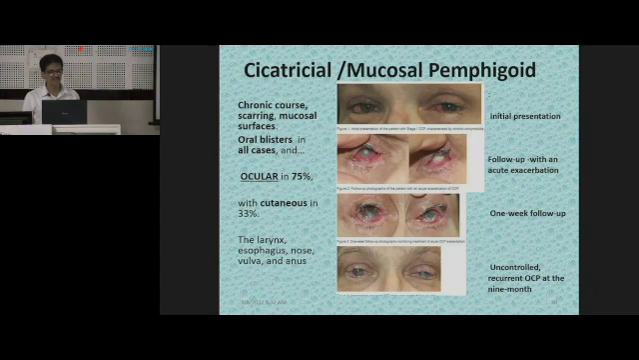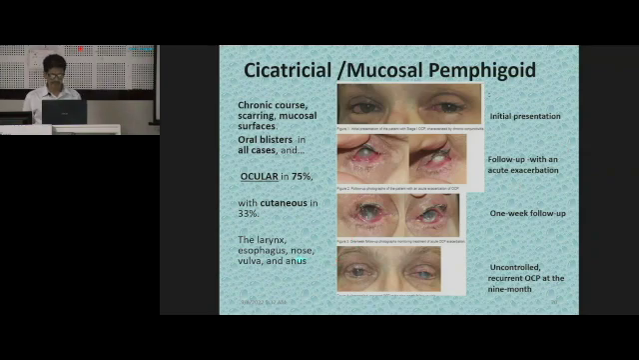So these are the photographs of the same patient. It's his initial presentation and then follow up with an acute exacerbation. You can see here there is no bulla to be formed here, but microscopic changes would be there. And at 1 week follow up, you can see some improvement, and then uncontrolled and recurrent ocular pemphigoid at the 9 month. So it also involves some deeper structures like larynx, esophagus, nose, and anus.